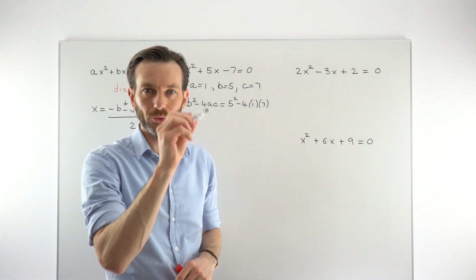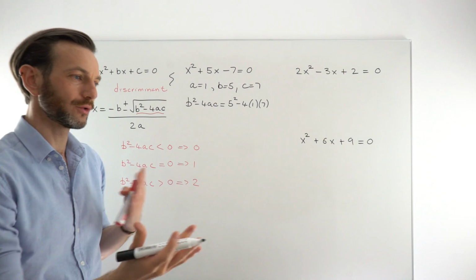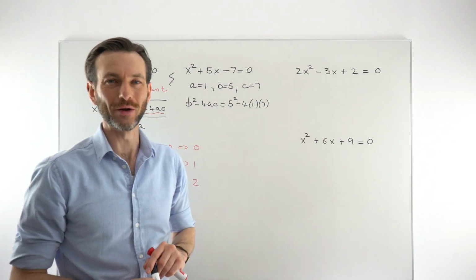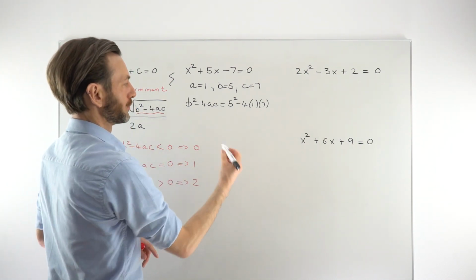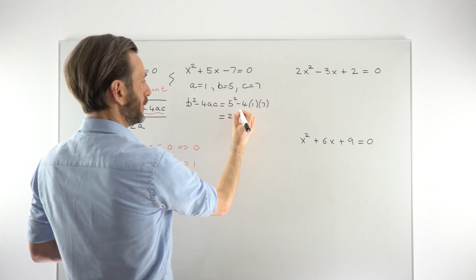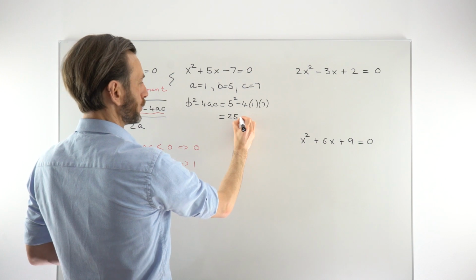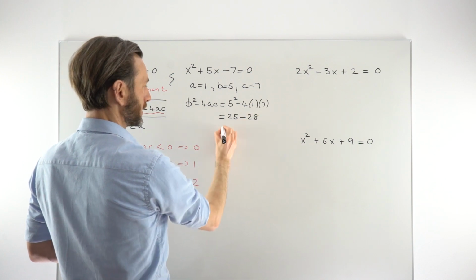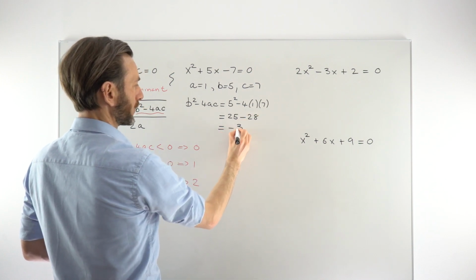Otherwise, you've got to put in the multiplication sign, which is fine, but it's maybe personal preference. You've got the option to use brackets, put it like that. So 25 for the first number. 4 times 1 times 7 is 28, so minus 28.